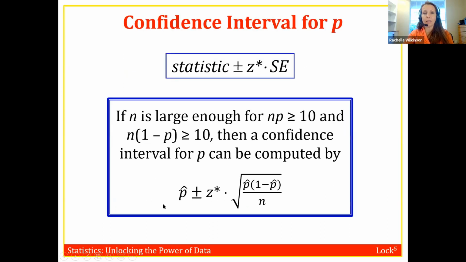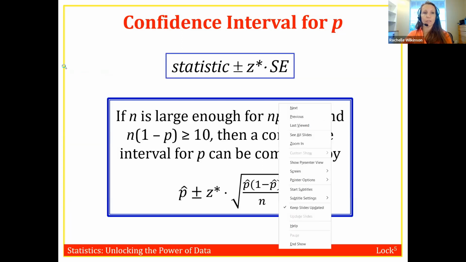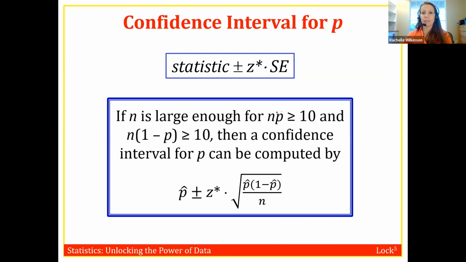So what that means is that our resulting confidence interval formula is going to be this one right here. We're going to have p hat plus and minus z star times square root of p hat times 1 minus p hat over n. And our conditions are going to be that n times p hat and n times 1 minus p hat are both going to need to be greater than or equal to 10. So make sure you write down this formula and then write down that the conditions are that n times p hat is greater than or equal to 10 and n times 1 minus p hat is also greater than or equal to 10. All right, and then remember p hat, that's just our sample proportion.